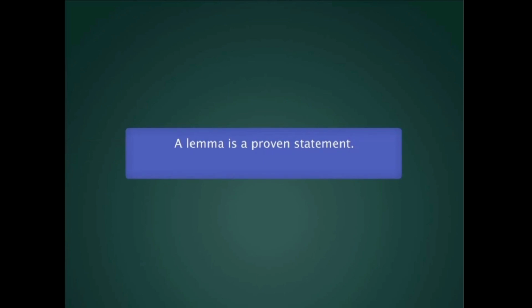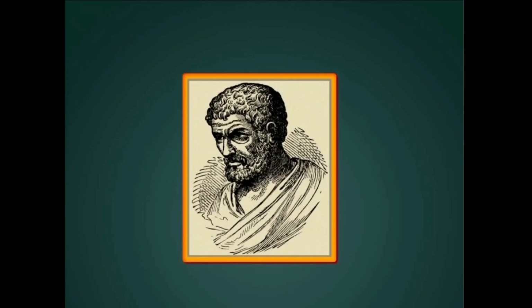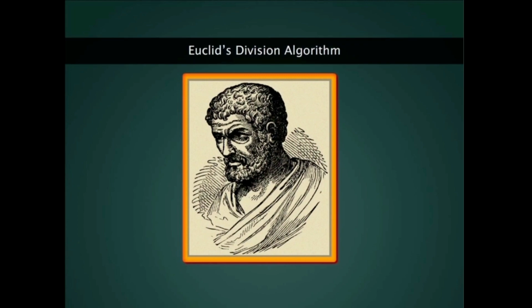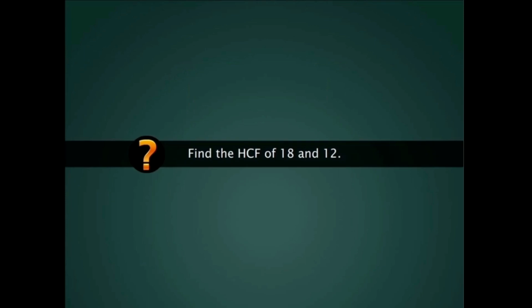A lemma is a proven statement, which is used to prove another statement, while an algorithm is a set of well-defined steps which gives a procedure for solving a type of problem. Euclid, a famous Greek mathematician, designed an algorithm to find the HCF of 2 integers, which is known as Euclid's division algorithm. Let's find the HCF of 18 and 12 using Euclid's division algorithm.